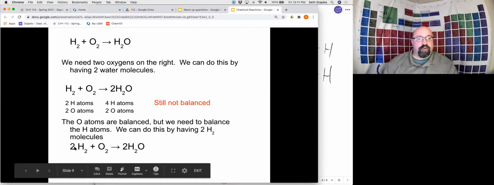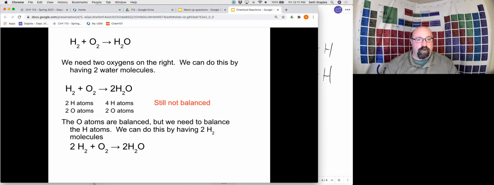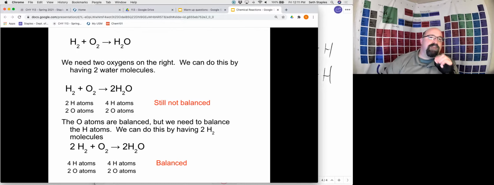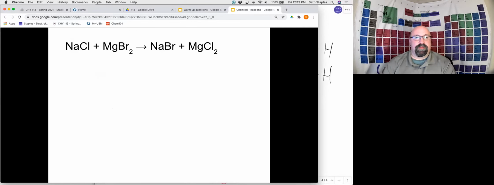And so we have 2 H2s plus 1 O2 gives us 2 H2Os. Now I have the same number of each type of element on each side. I have a correctly balanced chemical equation. There we go. So let's look at a couple of practice examples.